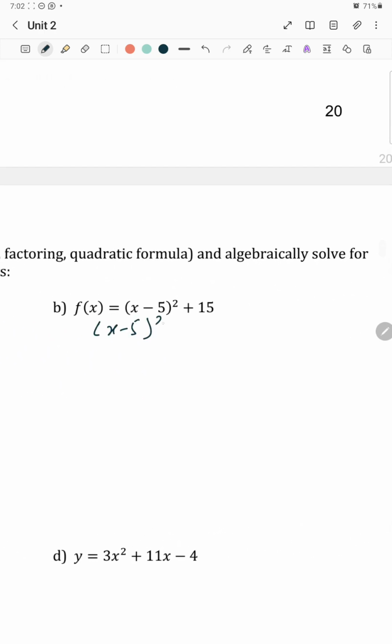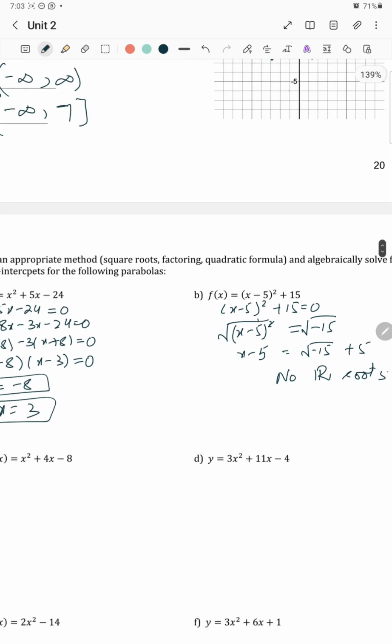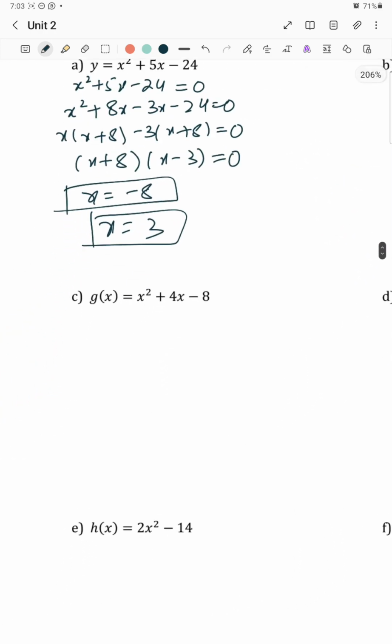(x minus 5) squared plus 15, which is equal to 0. It can be easily solved like this. It is equal to minus 15, taking the square root on both sides. X minus 5 is equal to the square root of minus 15, plus 5. The square root of a negative does not exist, so no real roots. So it has two x's and two roots.